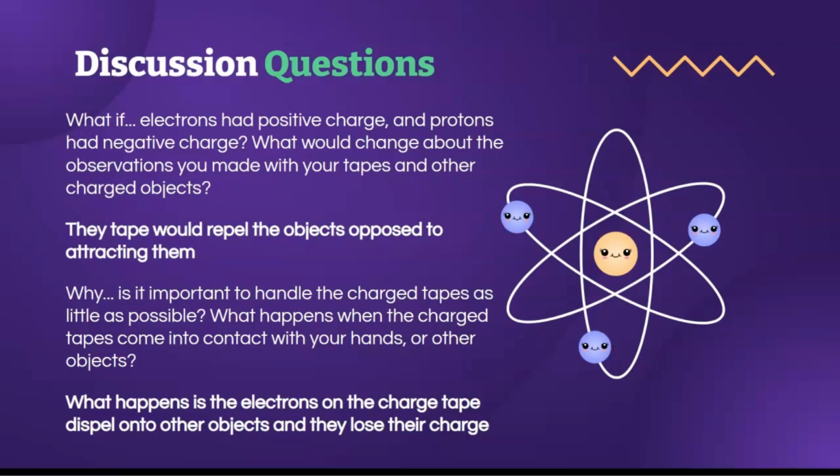These discussion questions essentially focus on asking whether or not the tape would repel certain objects and attract others. The main idea here is that if the tape is negatively charged, it will repel other negative forces like the tape, which causes it to float, and it will also be attracted to neutral objects, such as my hand or a book, any sort of neutral object.